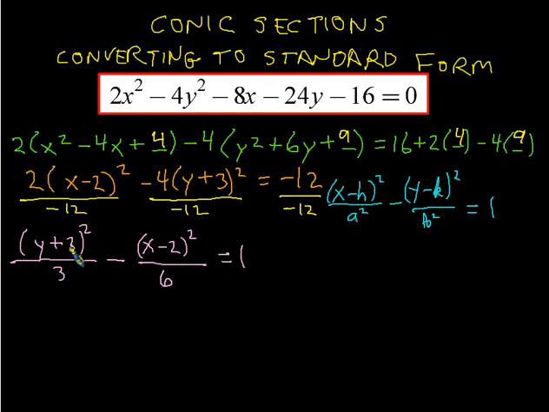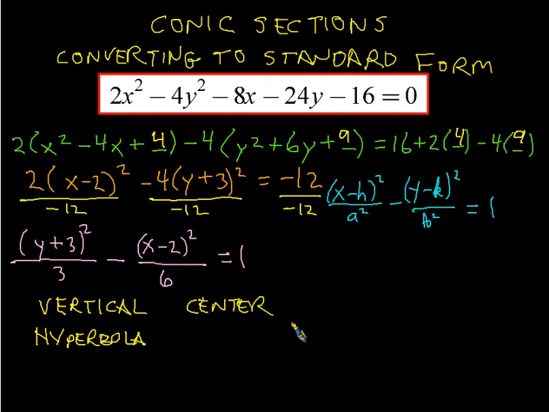Now since I have y minus x, this is clearly going to be a vertical hyperbola. So we can go ahead and make note of that. Let's go ahead and write that down. This is a vertical hyperbola. And we know a few things about it. We know that the hyperbola is centered at h comma k, and this will be our h and this will be our k, so our h is going to be 2 and our k is going to be negative 3. And that gets us our center of our hyperbola.